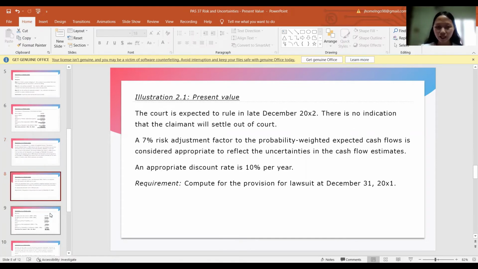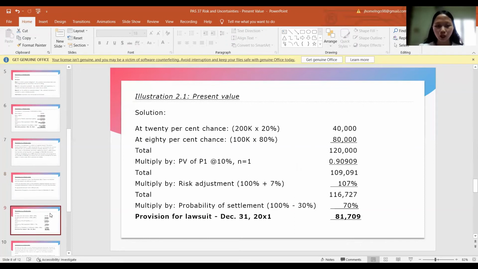The court is expected to rule in late December 20x2. There is no indication that the claimant will settle out of court. A 7% risk adjustment factor to the probability weighted expected cash flows is considered appropriate to reflect the uncertainties in the cash flow estimates. An appropriate discount rate is 10% per year. Requirement: compute for the provision for lawsuit at December 31, 20x1. Solution: a 20% chance, 200,000 times 20%, 40,000.